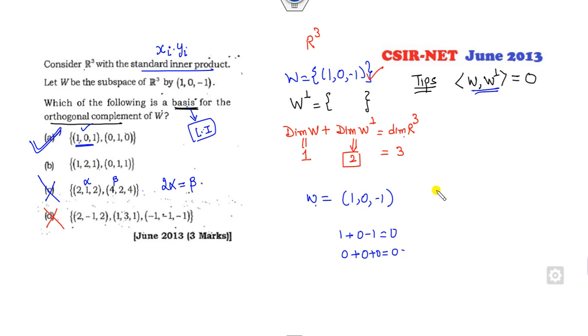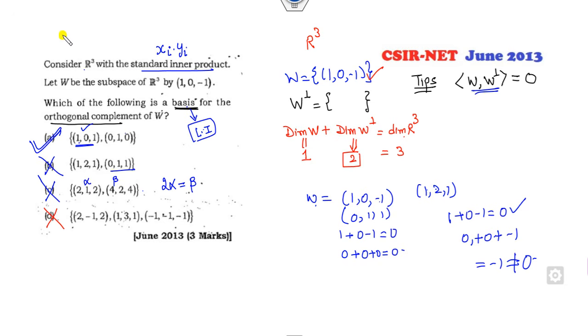Look at the second one. If I take 1, 2, 1, the dot product with this is 1 plus 0 minus 1, 0, satisfied. Next, 0, 1, 1. If I take 0, 1, 1, it's 0, 0, minus 1, it's minus 1, non-zero, so this option is cancelled. The only option is A, A is the right answer. You have to read the statement very carefully, because they are talking about the basis. So basis means LI, orthogonal complement means this, and we need the dimension of this, because all the dimensions are not the same, so we can check the dimensions as well.